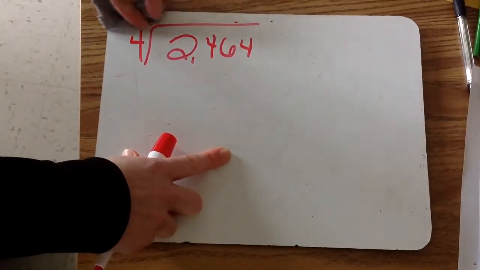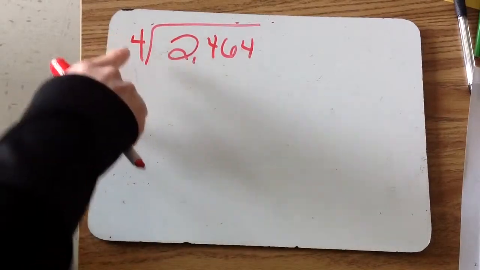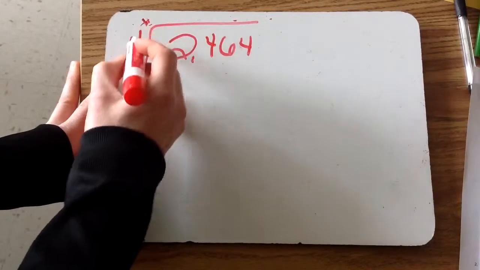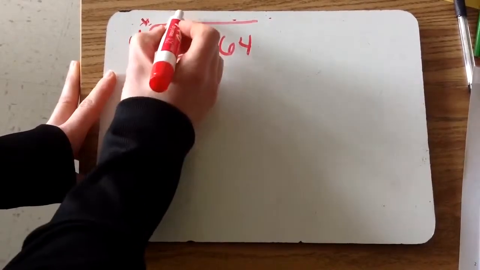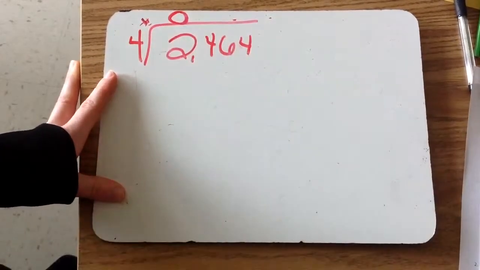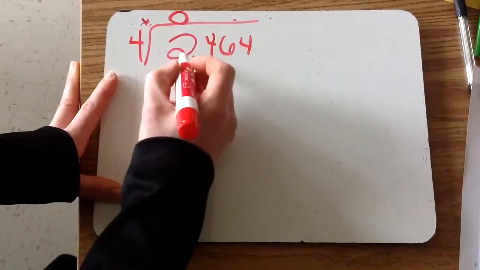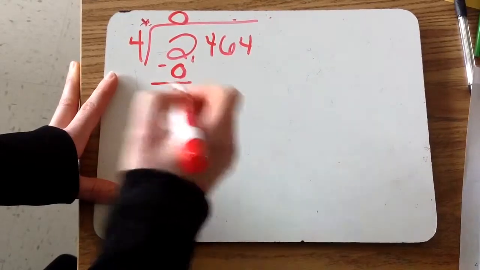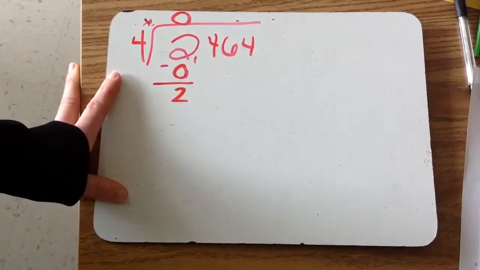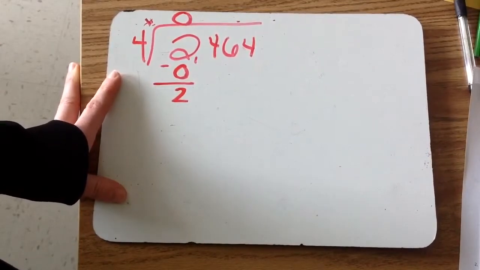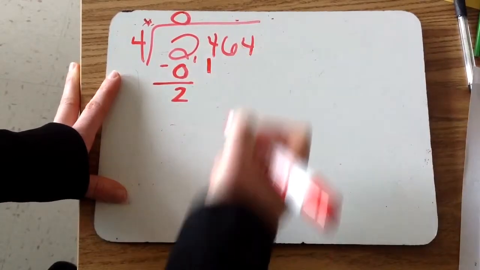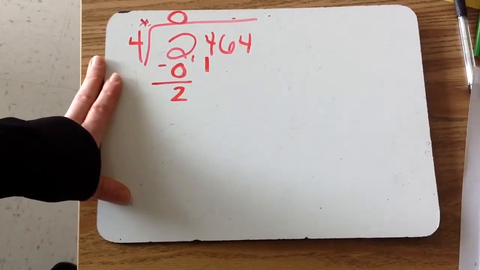Our issue is I have 2 thousands and I want to put them into 4 groups. How many thousands can I multiply by 4 to get close to 2? Well, it's going to be a big fat hairy 0. 0 times 4 is 0. 0 thousands times 4 groups. So I still have 2 thousands. Unbundle that, and you have 20 hundreds. That sounds better.